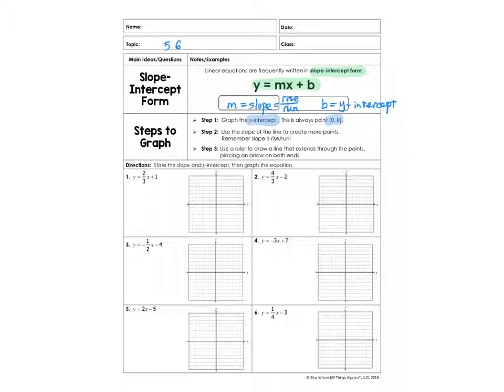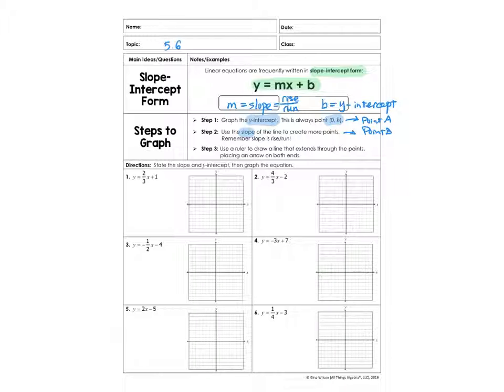And then you do your slope. From that first point, in other words, this is my point A, you go rise over run, which will get you to point B. You have 2 points, you have a line. So it's that easy. So let's look at it here.